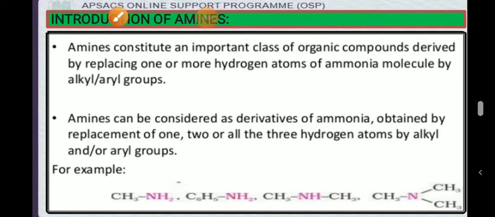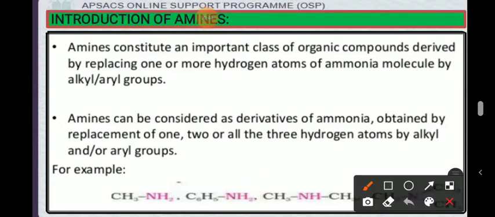Amines constitute an important class of organic compounds derived by replacing one or more hydrogen atoms of the ammonia molecule by an alkyl or aryl group. As we are all familiar, what is an aryl group? Aryl group means you can have a benzene ring attached with the NH2 group, and if you are attaching the R group to NH2, it is an alkyl amine. Fine. Aryl amines or alkyl amines.